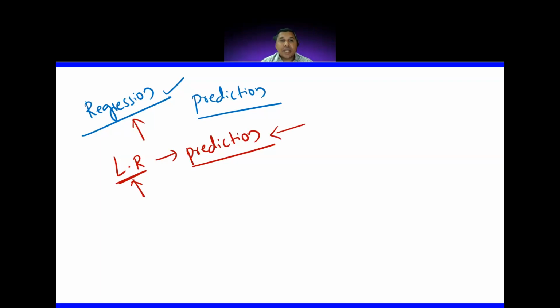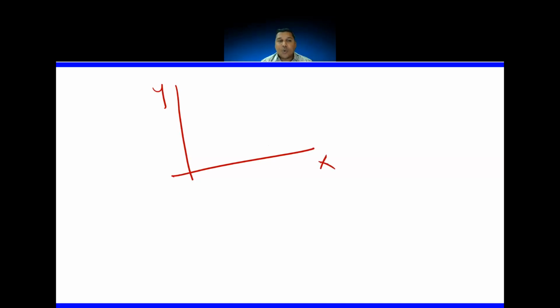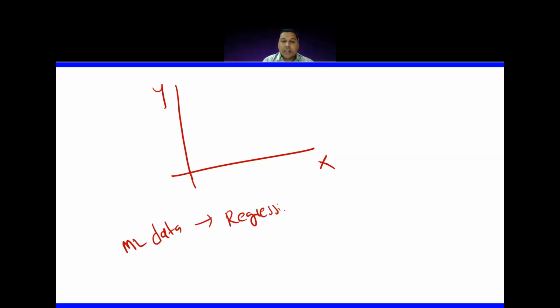In mathematical terms, you have x and y axes. How am I able to tell you the number of months required for the bike purchase? It is based on historical data. You have ML data, and using this data you try to build a regression model. This regression model will help you in doing the prediction task.